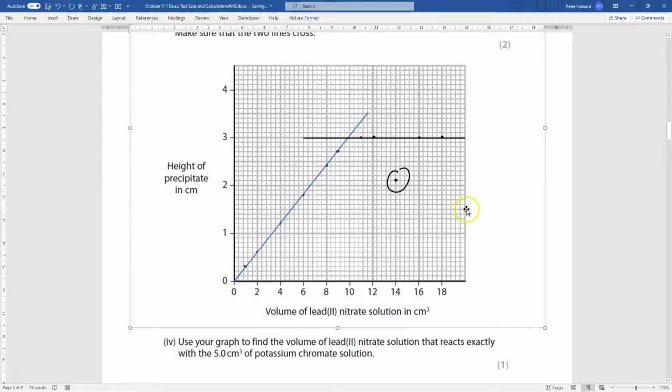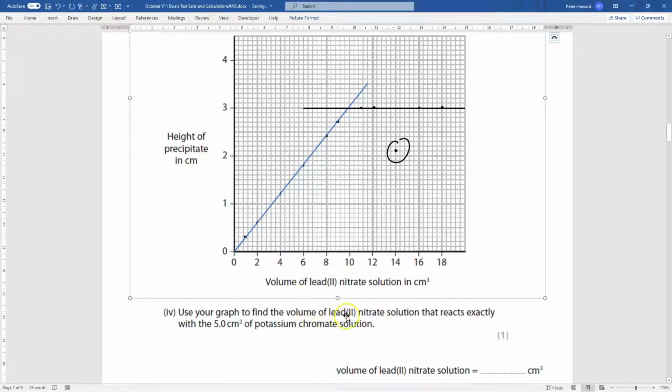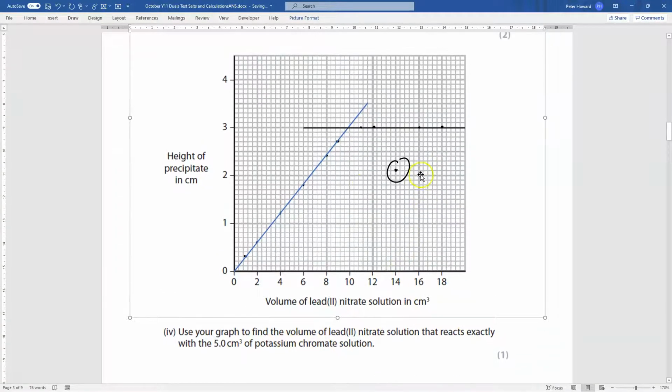Sure, 2 lines cross. Now it says find the volume that reacts exactly with 5 centimeters cubed of potassium chromate. So we kept on adding different amounts and the precipitate kept on increasing. So that means we still hadn't worked out how much had actually reacted. After we'd got to about 11 centimeters cubed of lead nitrate, the amount of precipitate remained the same. So it obviously all reacted because the height wasn't increasing and the lead nitrate was in solution.